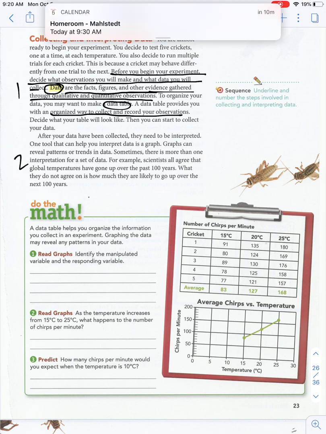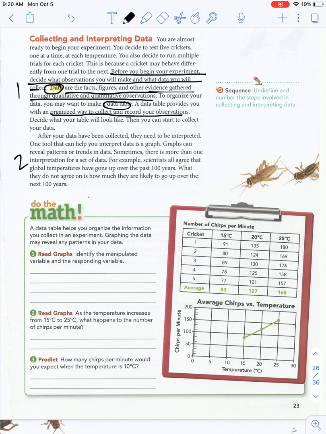Paragraph 2. After your data has been collected, they need to be interpreted. One tool that can help you interpret data is a graph. Graphs can reveal patterns or trends in data. Sometimes there is more than one interpretation for a set of data. For example, scientists all agree that global temperatures have gone up over the past 100 years. What they do not agree on is how much they are likely to go up over the next 100.